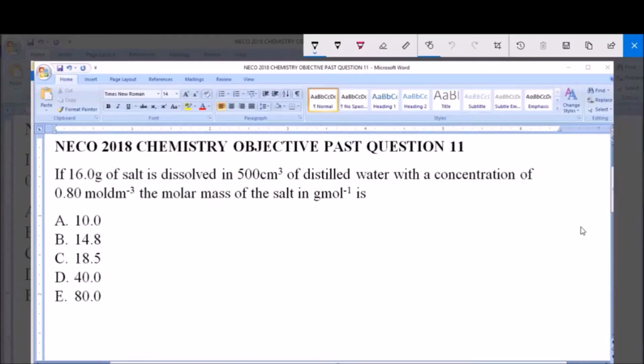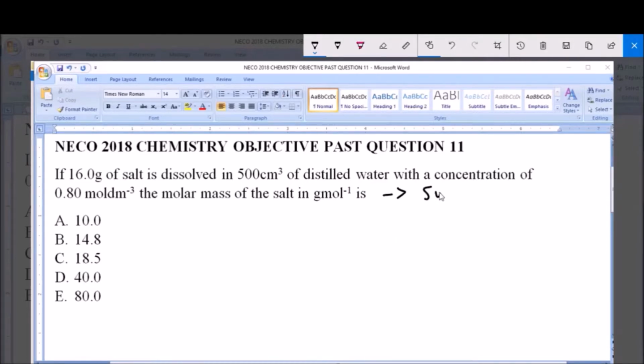Hello and welcome. I will be answering NECO 2018 Chemistry Objective Past Question 11. If 16.0 grams of a salt is dissolved in 500 cm³ of distilled water with a concentration of 0.80 moles per dm³, the molar mass of the salt in grams per mole is: A, 10.0; B, 14.8; C, 18.5; D, 40.0; E, 80.0.